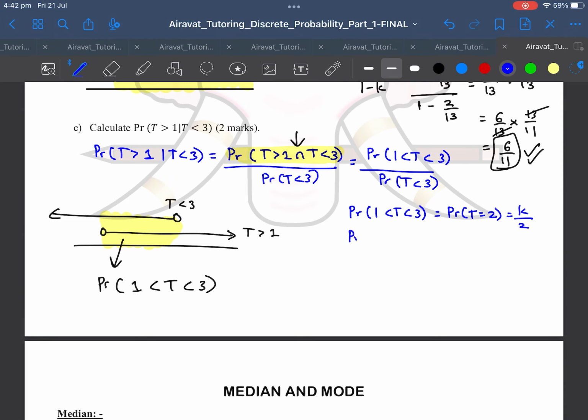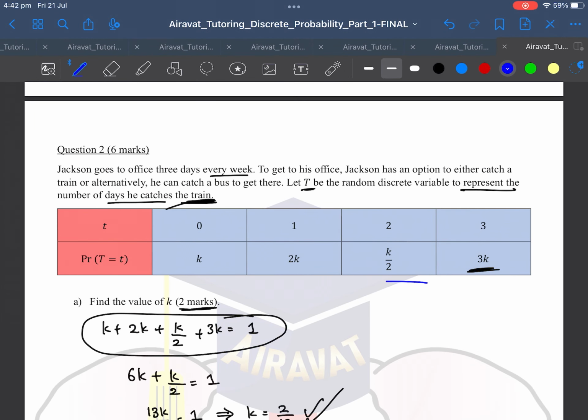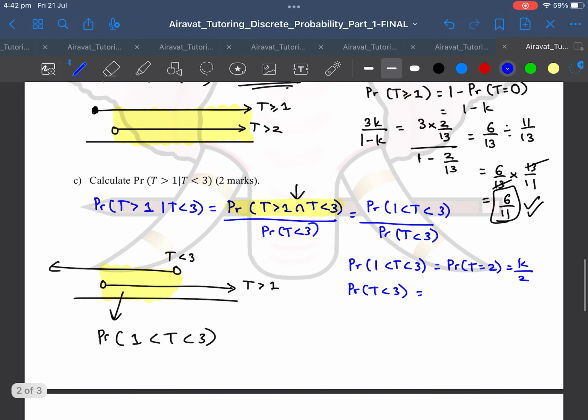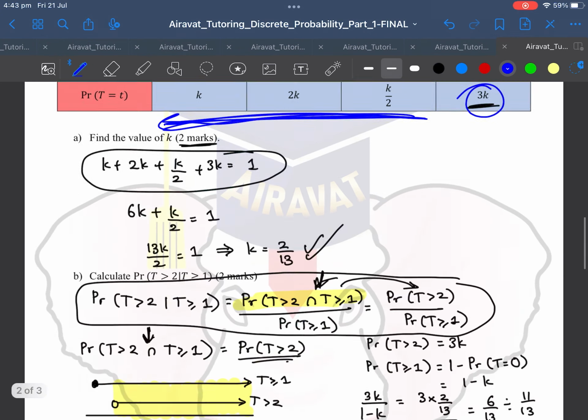And what is the probability of T less than 3? Well, T less than 3 is everything over here, or probability of T less than 3, which can also be written as 1 minus probability of T equals 3. So what I'm doing is, rather than adding all of these up, I am just going to subtract one. I'm just going to subtract this 3k from 1, because all the probabilities add up to 1. I know that, so that would make my life a lot easier.